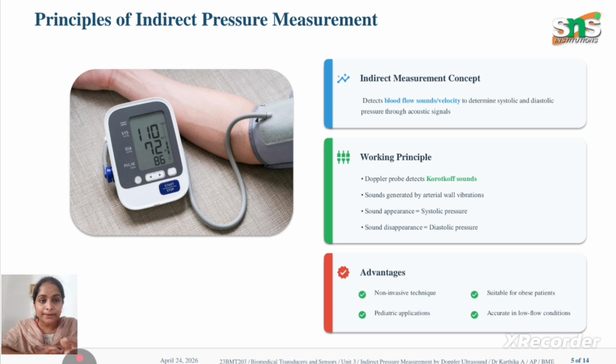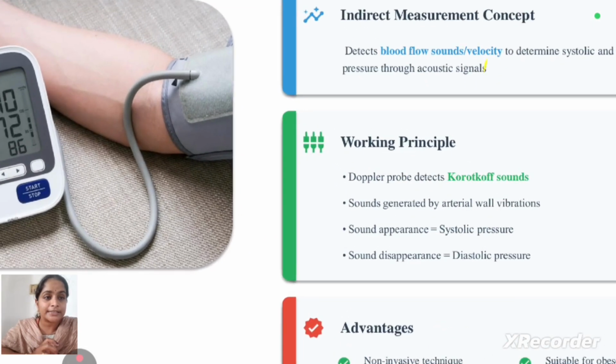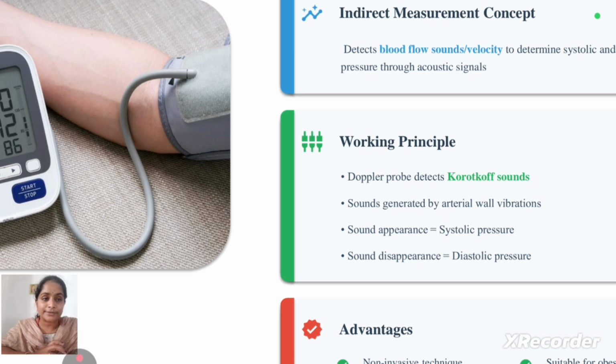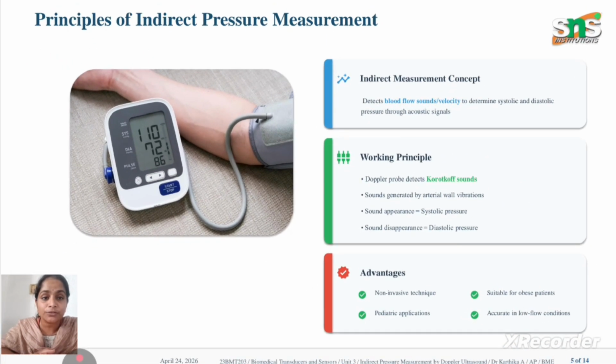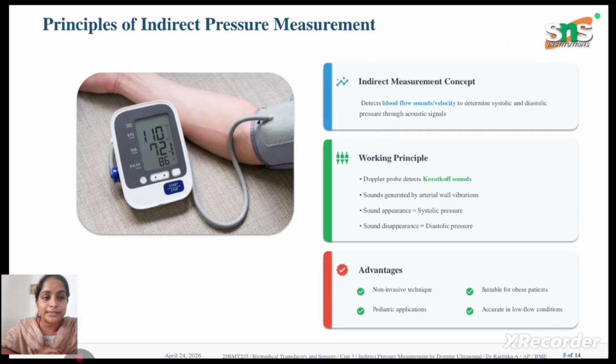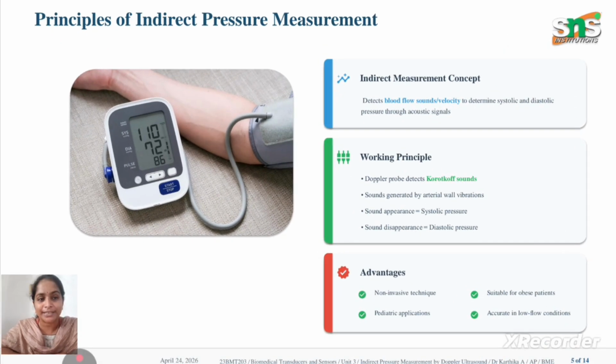Here, the working principle involves the Doppler probe, which detects Korotkoff sounds. These are sounds generated by arterial wall vibrations. The sound appearance is equal to systolic pressure. The sound disappearance is equal to diastolic pressure. That's it. Here the advantages include a non-invasive technique, suitability for obese patients as well as pediatric applications, and accuracy in low flow conditions.